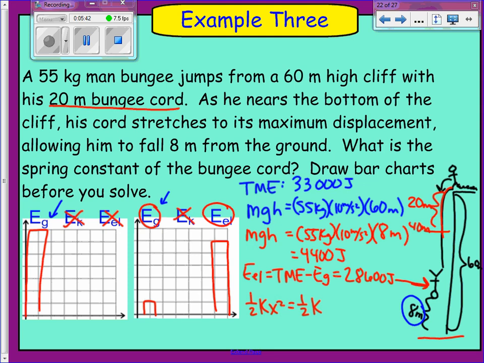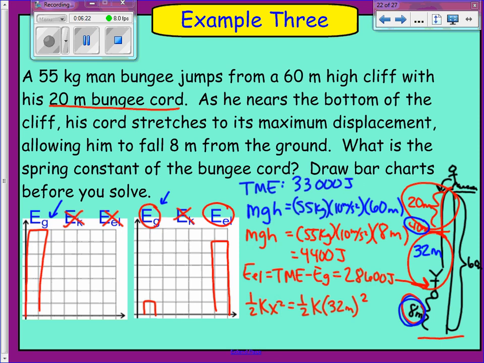How much more does the person go before he stops? We're told he goes to 8 meters. So if the bungee cord is unstretched during this part, and it's only during this part that it stretches, we can take the difference between 40 and 8 to figure out how much it stretches. And so 40 minus 8 gives us that the bungee cord stretches an additional 32 meters before it stops the man. So 32 meters is going to be my x, and don't forget to square that.